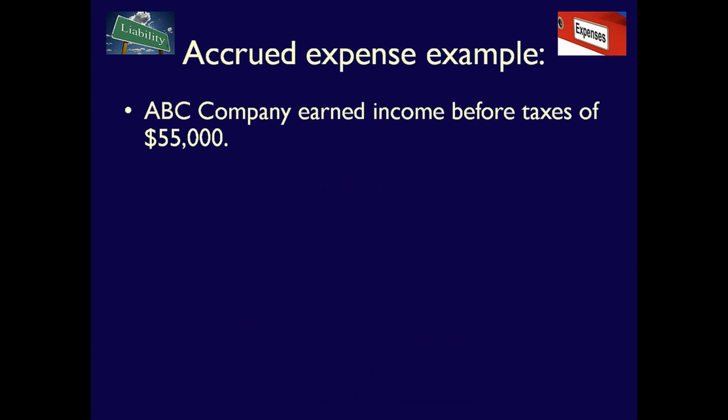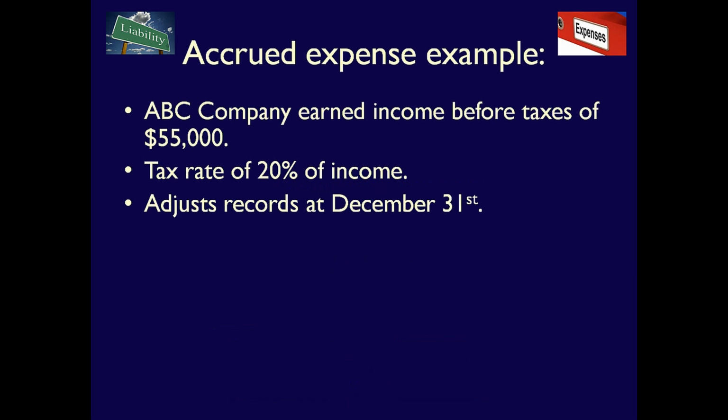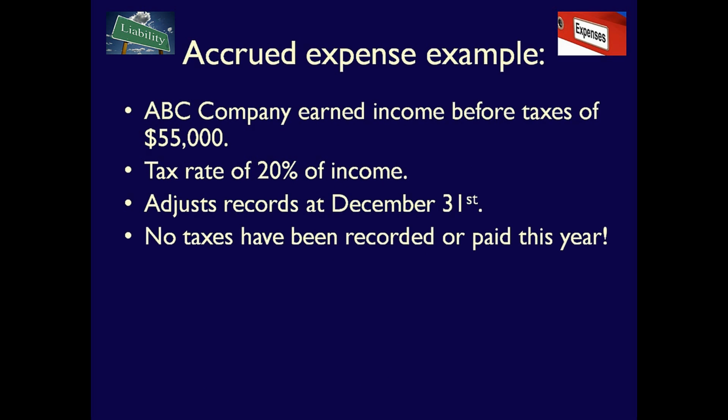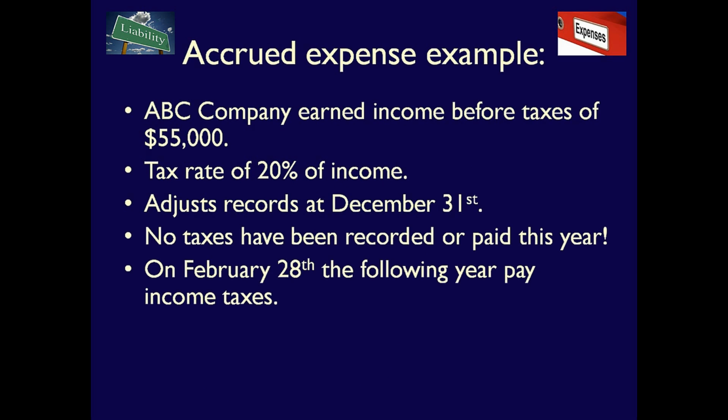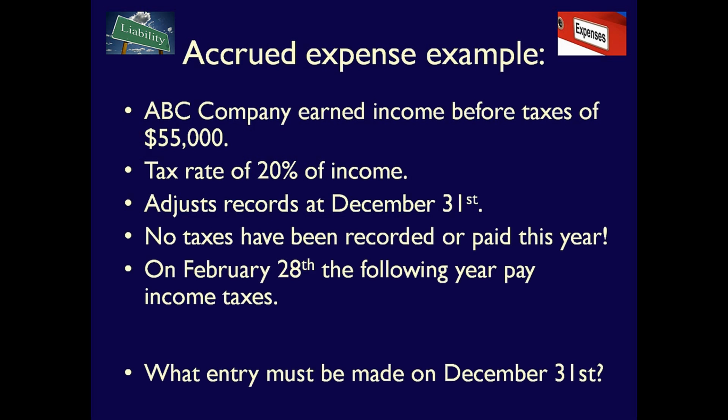ABC Company earned income before taxes of $55,000 this year. The company is charged a tax rate of 20% of their income. ABC Company records their adjusting entries at year end, and their year end is December 31st. No taxes have been recorded or paid this year. On February 28th of the following year, the company pays their outstanding income taxes. What entry, if any, do we have to make at December 31st?